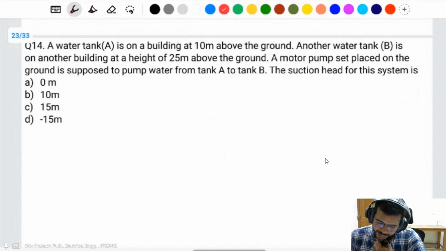Water tank A is on a building 10 meter above the ground, and another water tank B is on another building at a height of 25 meter above the ground. A motor pump set placed on the ground is supposed to pump water from tank A to tank B. Then the suction head for this system is?